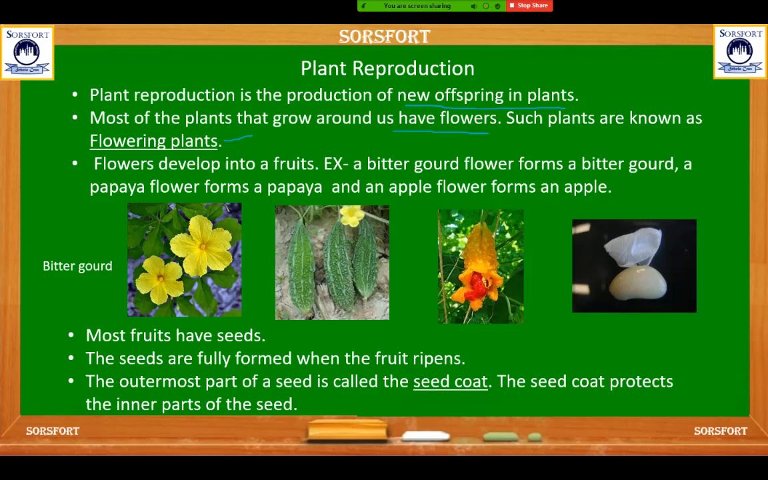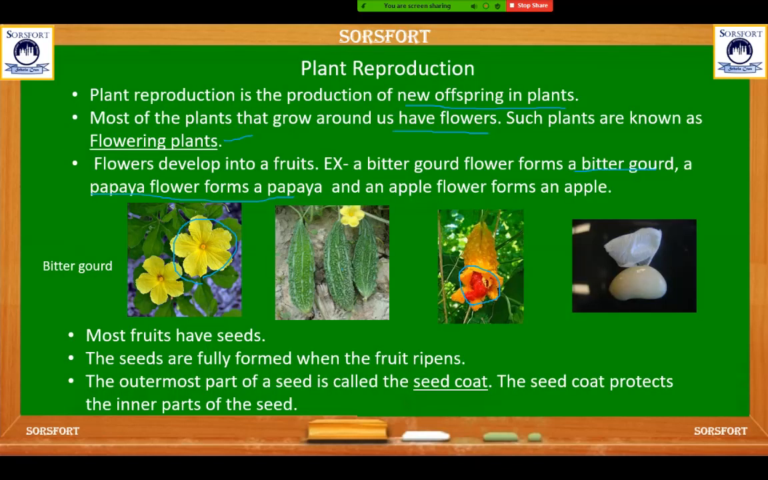Flowers develop into fruits. For example, a bitter gourd flower forms a bitter gourd, and a papaya flower forms a papaya. Similarly, apple flowers form an apple. Here is an example of bitter gourd. This is the bitter gourd, this is the flower of the bitter gourd, and these are the fully ripened seeds of the bitter gourd.